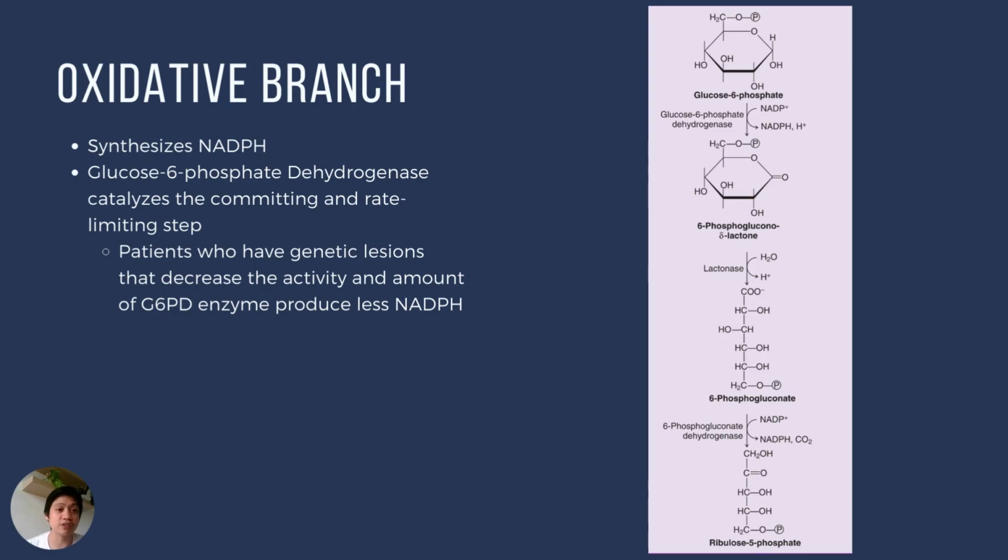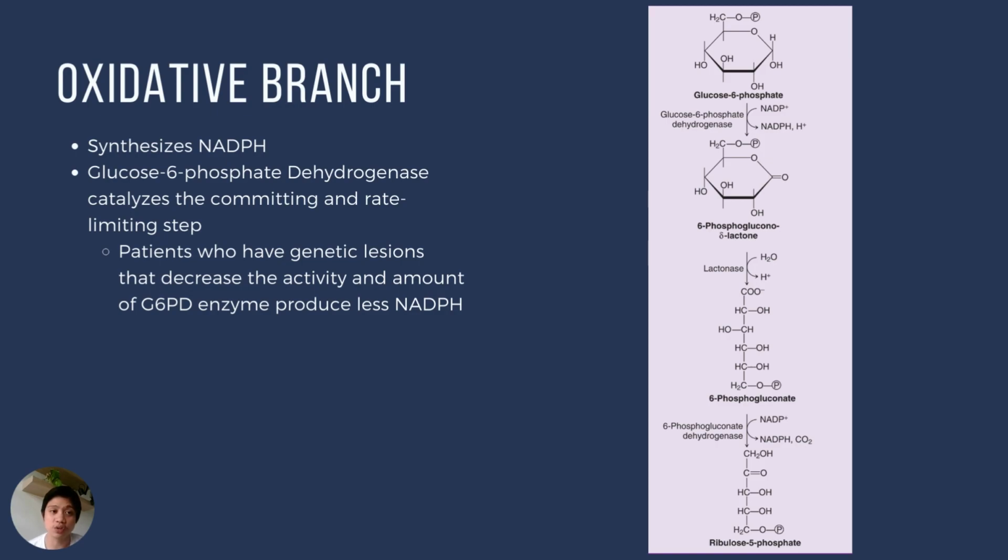As I have emphasized in the first slide, the pentose phosphate pathway has two branches, an oxidative branch and a non-oxidative branch. The oxidative branch synthesizes reduced NADP, or NADPH. The most important enzyme in the oxidative branch is glucose 6-phosphate dehydrogenase. So let's slow down. Glucose 6-phosphate dehydrogenase will catalyze oxidation of glucose 6-phosphate.